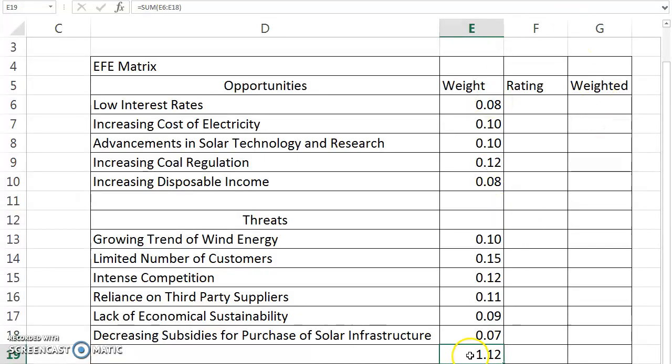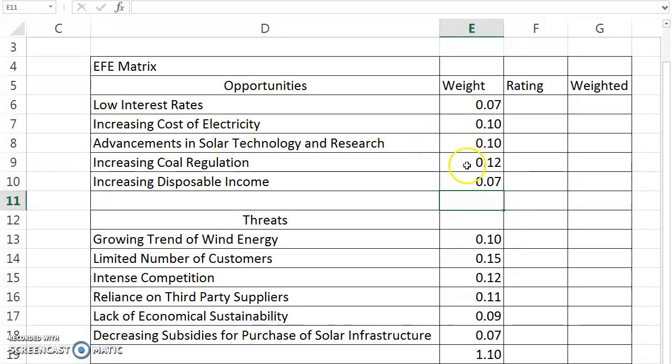When I look at my total, I see that we're at 1.12. I need to see this be at 1.0. So now I'm just going to go through and ratchet down a little bit. I see that I have low interest rates at 0.8 and increasing disposable income at 0.8. Maybe I'm just going to make those 0.7. And since I ratcheted those down, I see that I'm now at 1.10. I'm just going to do some revaluation.